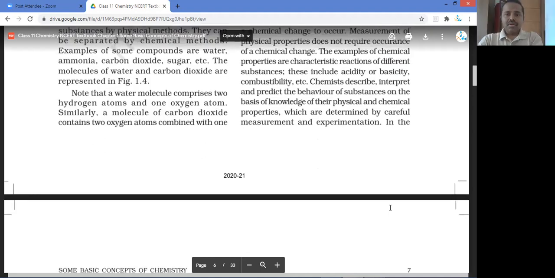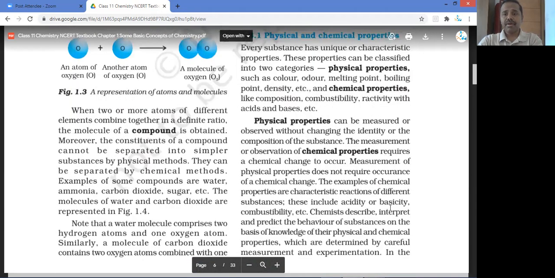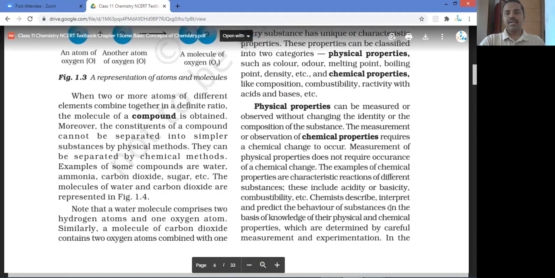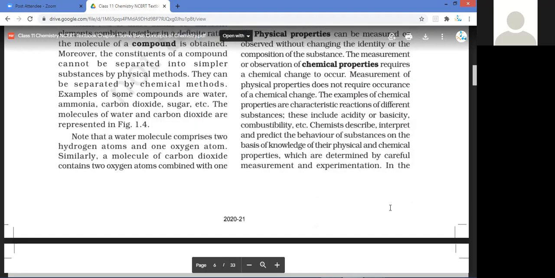So in the following section, just a quick recap. Look at combustibility and acidity or basicity. These are the chemical properties. The physical properties are like the shape, volume, and the identity, the composition of the substance. Chemical properties require a chemical change to occur. The measurement or observation of chemical properties requires a chemical change to occur.